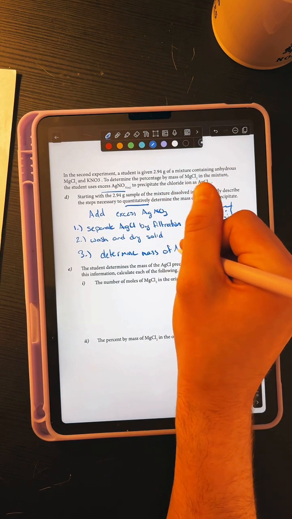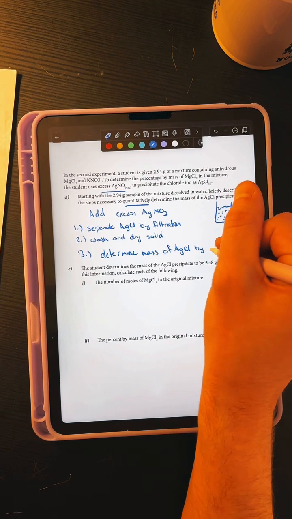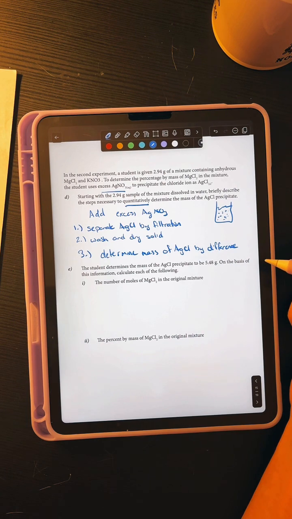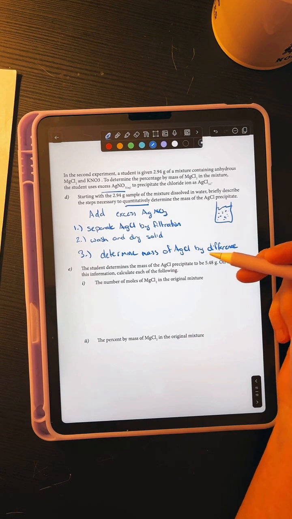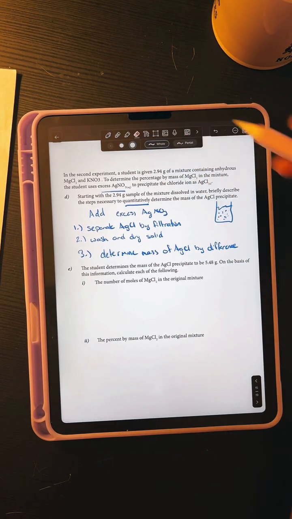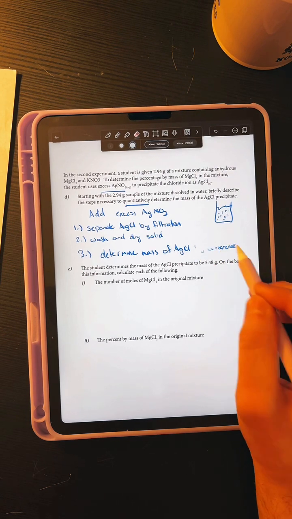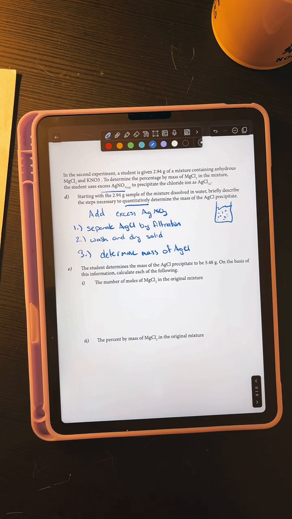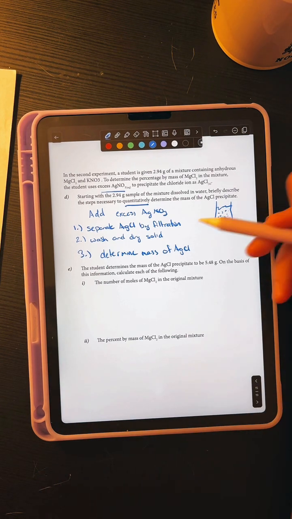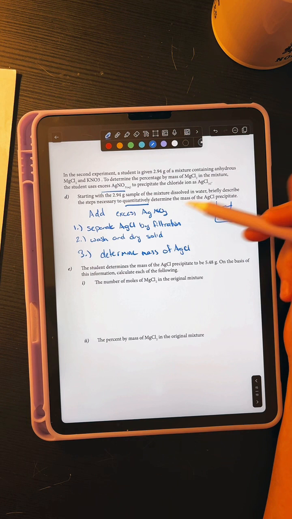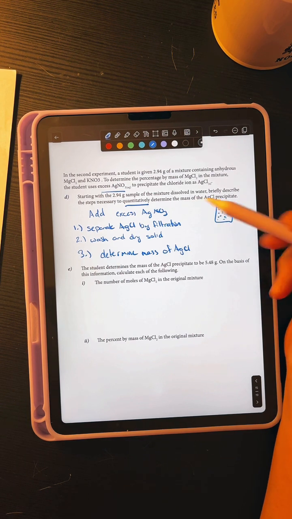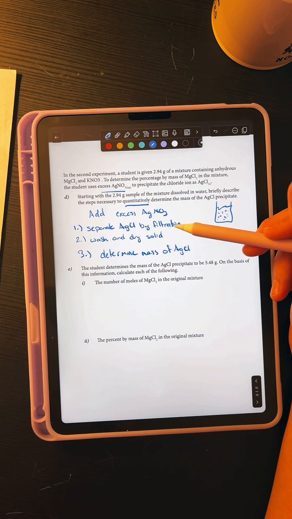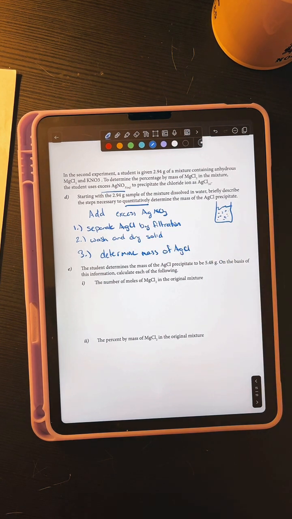Mass of AgCl. Sorry, not the mass by difference. We'll just take the mass of whatever it is. And those are the steps. We added our AgNO3, we precipitated it out, and then we separated it by filtration. We washed and dried it, and then we weighed it.